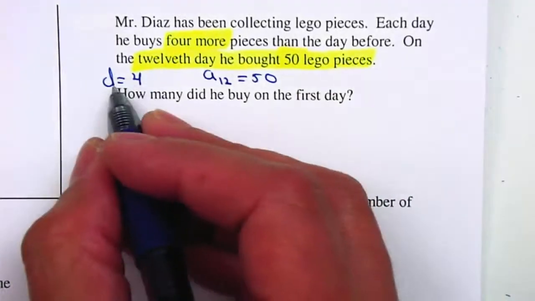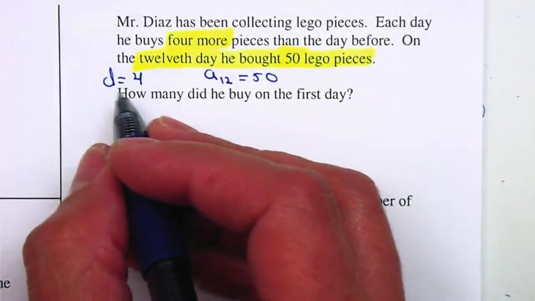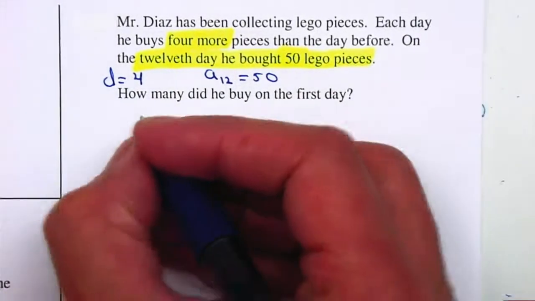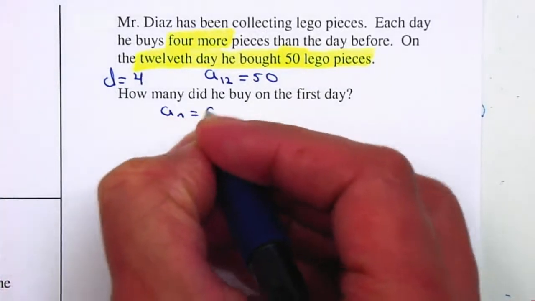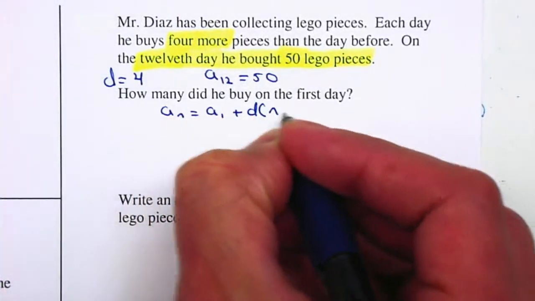If you notice, they give us a difference. So therefore, this is going to be an arithmetic sequence. So I'm going to write down my equation. A sub n is equal to A sub 1 plus your difference multiplied by n minus 1.